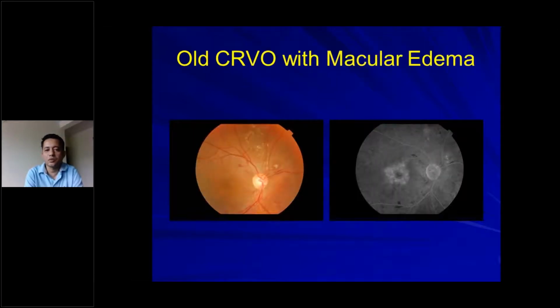This is another patient, an old CRVO patient with macular edema. As you can see, the hemorrhages are subsiding, and what you can see is a typical cystoid macular edema, the petaloid pattern that you can see in the FFA in the late phase.